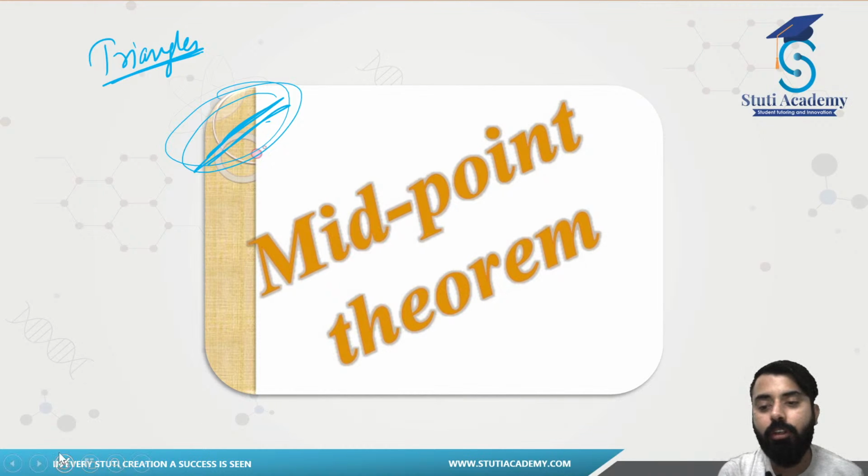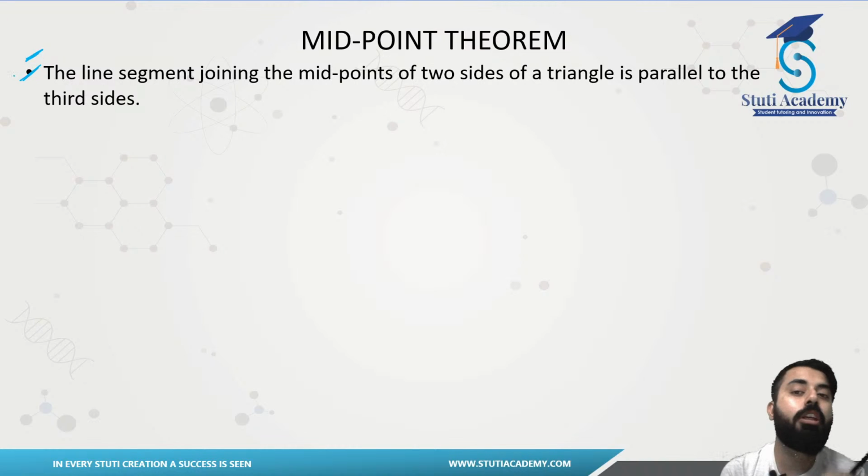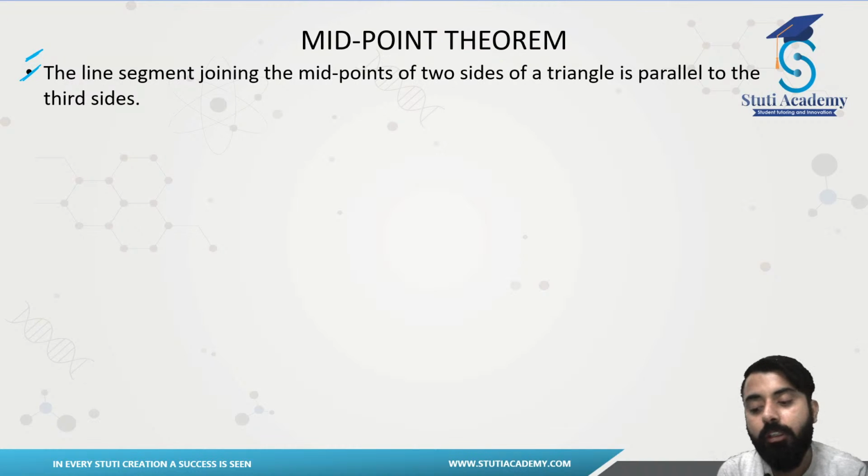So what is this theorem? I'm going to explain the theorem and I'm going to prove it. So we are going to have the proof of that one, and we are going to understand this. This theorem is actually divided into 2 parts. The main one is this, and the next one you are going to study will be the converse of this theorem. It states that the line segment joining midpoints of 2 sides of a triangle is parallel to the third side and is half of it.